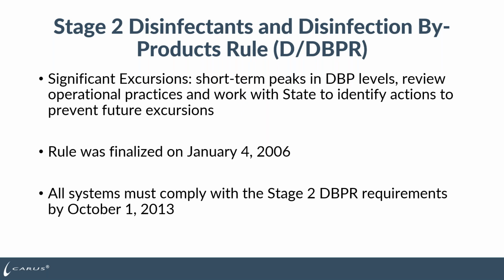Now, there were also parts of this rule that talked about significant excursions. So if you did have a short-term peak, they wanted to make you review operational practices and work with your state to identify actions you would take in the future to prevent excursions so that you wouldn't keep having violations of the rule. The rule was finalized in 2006, and systems were supposed to comply with the stage 2 disinfection byproduct rule by October of 2013.